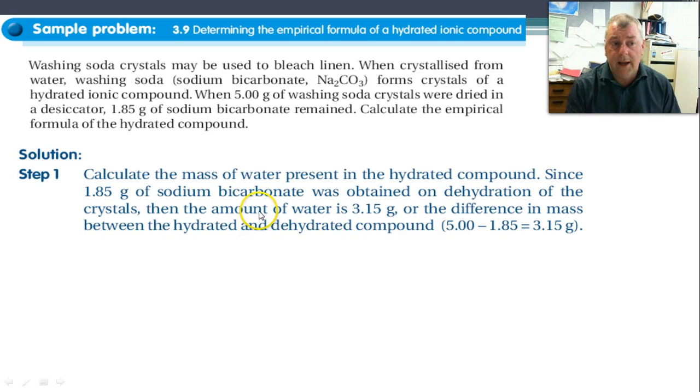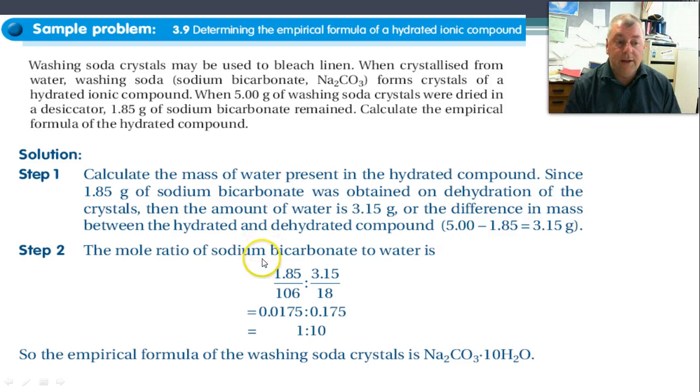So the first step is to work out how much water is in that 5 grams, and it's going to be 3.15 grams. Next step is to work out the ratio of the sodium bicarbonate to water. And we've got the ratio of the masses, 1.85 grams to 3.15 grams. But because they're made up of different atoms, we have to make them into moles to compare them and get the ratio. And to make a mass into moles, what do we do? We divide by the molar mass. So this is the molar mass of sodium bicarbonate, and this is the molar mass of water.